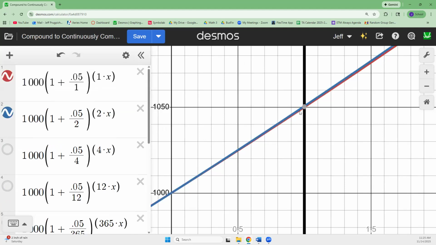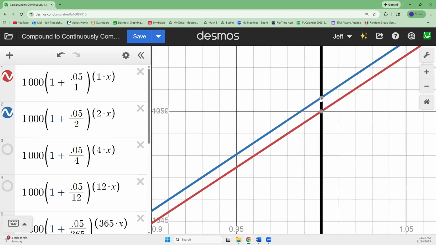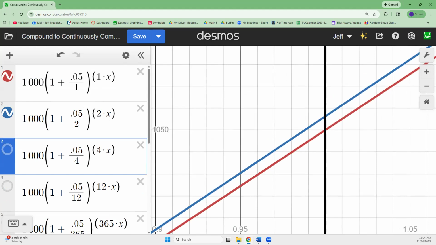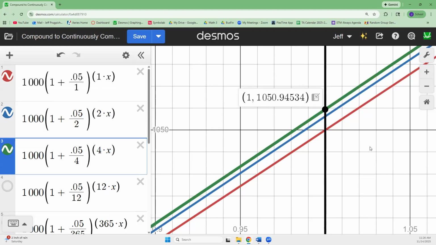Okay, so it is more, but if you compound semi-annually, you get $1,050, and let's be generous and round up to 63 cents. So going from once per year to twice per year, you gained an extra 63 cents of interest. Now let's do quarterly, 4 times per year. Again, make your prediction on how much extra. It's getting smaller and smaller. So $1,050.95.